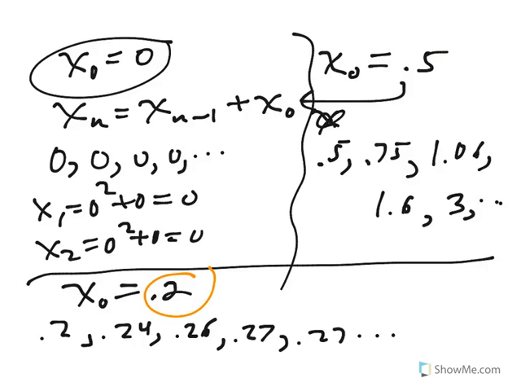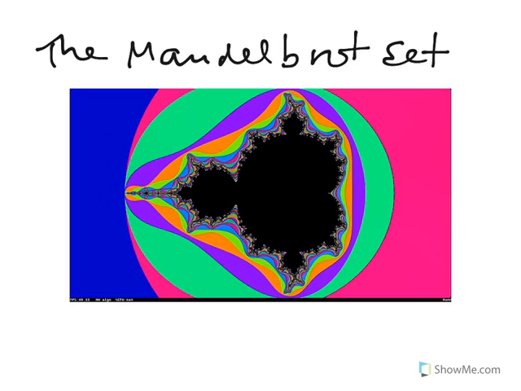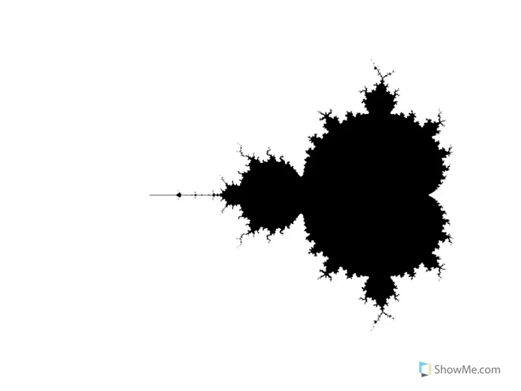Well, what does this all have to do with this picture, the so-called Mandelbrot set? Before we go over the color Mandelbrot set, let's look at the black and white Mandelbrot set. This weird-looking picture is actually on the complex plane.